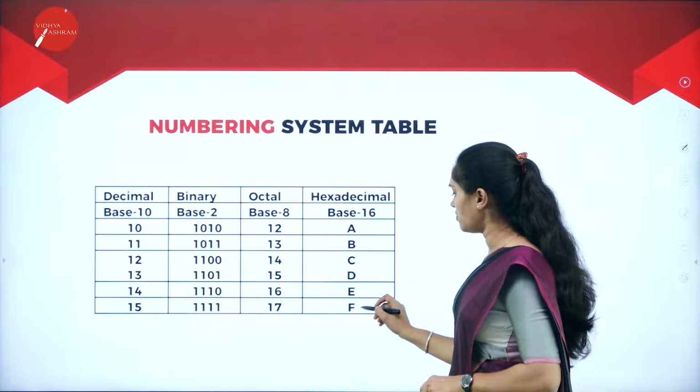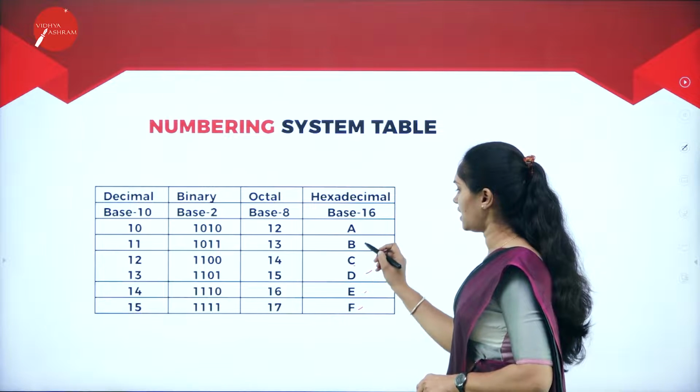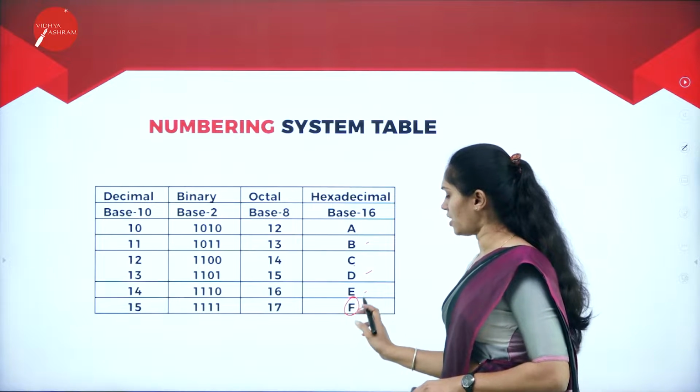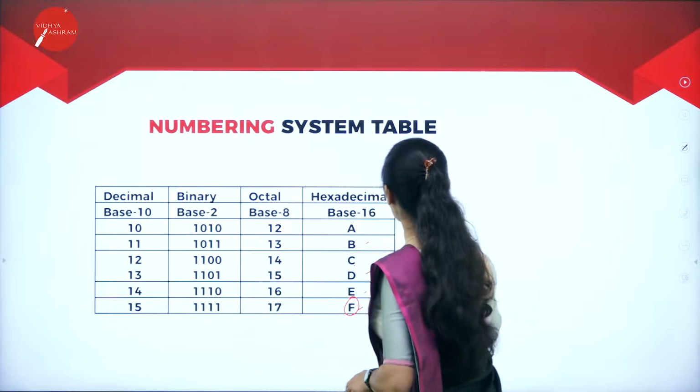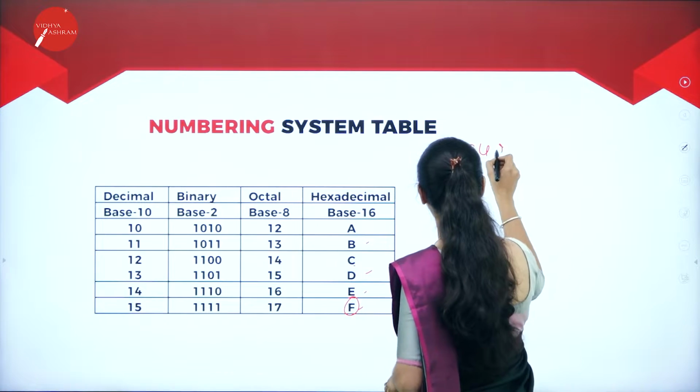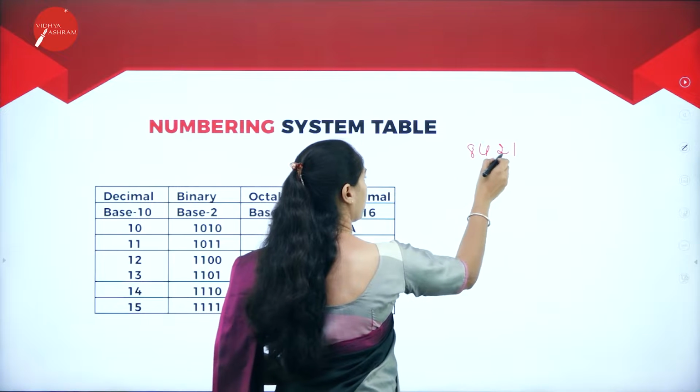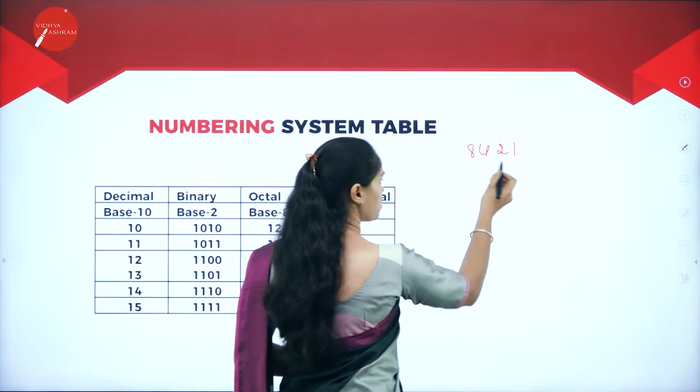So in hexadecimal we have up to A, B, C, D and up to F. F is nothing but what? 15. How are we going to get 15? 8, 4, 2, 1. So 8 plus 4, 12, 12 plus 2, 14, 14 plus 1, 15.